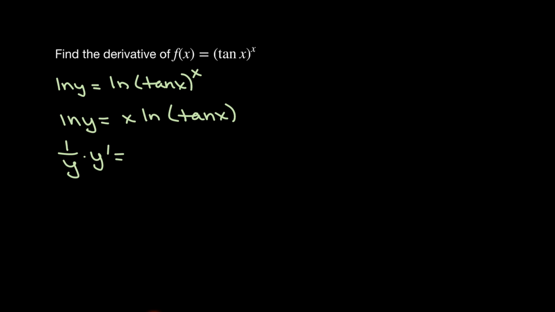Now I can take the derivative implicitly. The derivative of natural log of y is 1 over y times y prime. On the right-hand side, I'm going to have to use both the product rule and the chain rule. We have a product, x is being multiplied by ln tangent of x. So f is x and g is natural log of tangent of x. F prime would be 1.